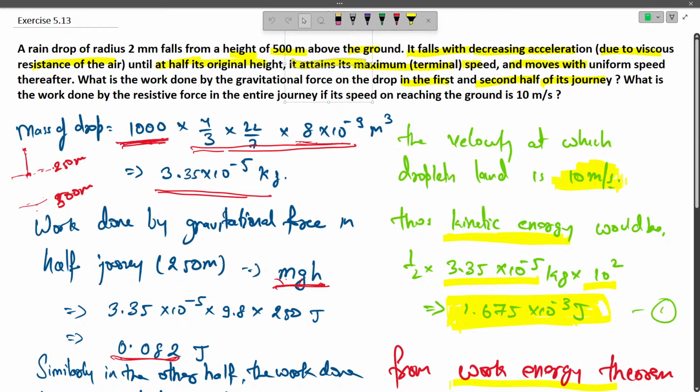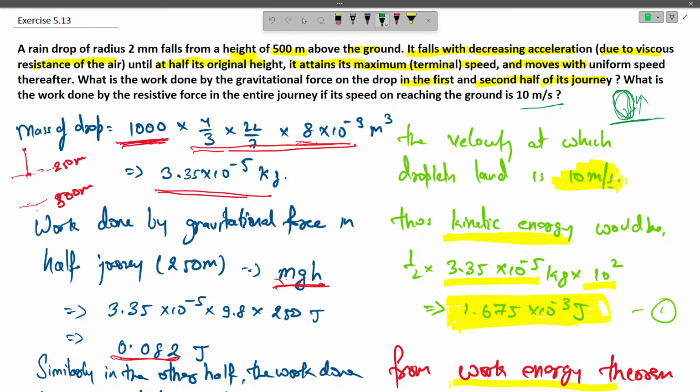So the raindrop started from stationary state and it reaches the ground at 10 meter per second. So we can apply the work energy theorem over here. We know the forces acting on the raindrop would be gravitational force first and the frictional force second. The work done by gravitational force can be easily found out by change in potential energy. And since we know the difference in the kinetic energy, the work energy theorem always says that the work done by all the forces, whether conservative or non-conservative, is equal to change in kinetic energy. That's how we can find out the work done by friction force.